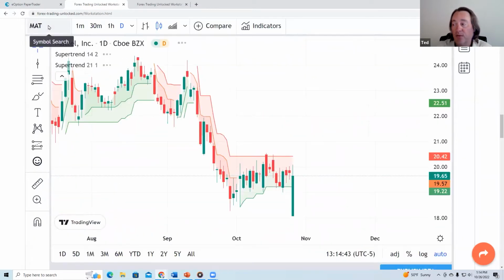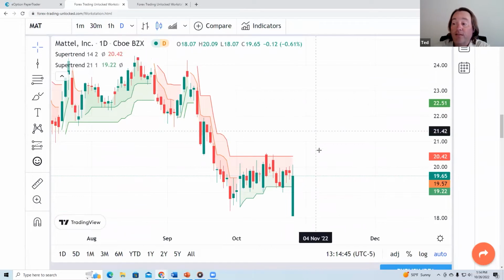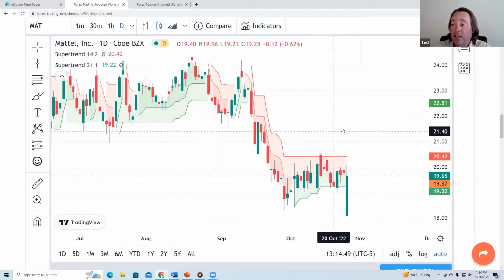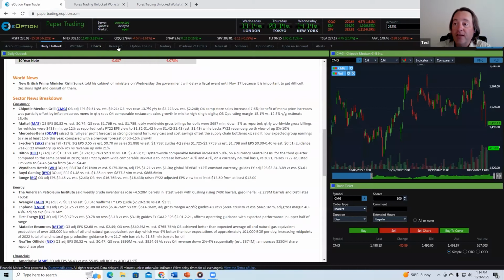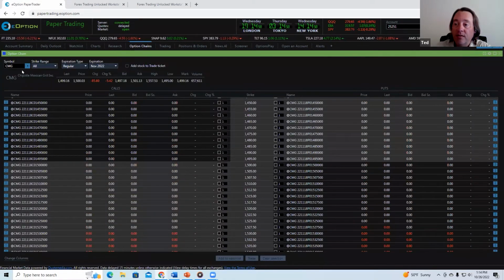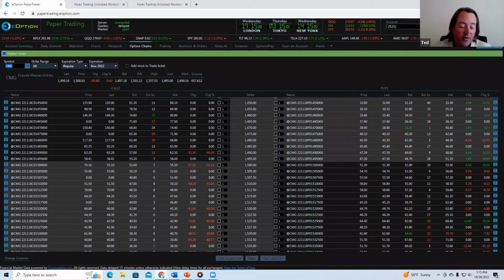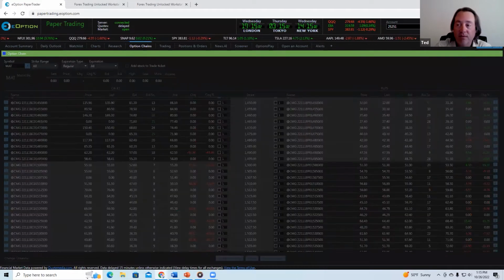Let's look at something a little closer to home. All right, Mattel has a very big move today. Look at how up and down it was today. So a lot of volatility. The trend is definitely lower here. Let's take a look at what the options chain is in Mattel. So now we go back to our option chain here, and let's see if we can find a put and a call position to put on with this one.